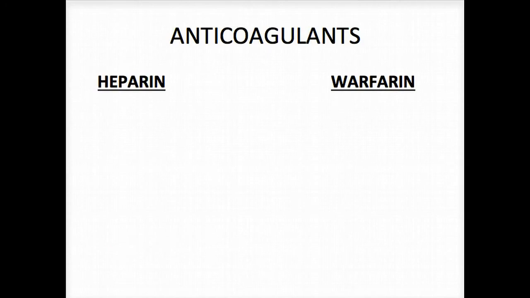Now these are really high-yield drugs, so it's important that we know what they do and how we can compare them to each other. Okay, so we want to know, with respect to each one of these drugs and all the others, their mechanism of action, their use or indication, as well as any adverse side effects. So let's discuss heparin and warfarin.